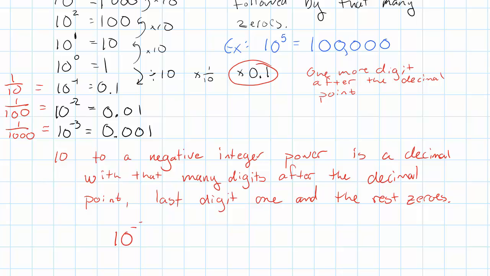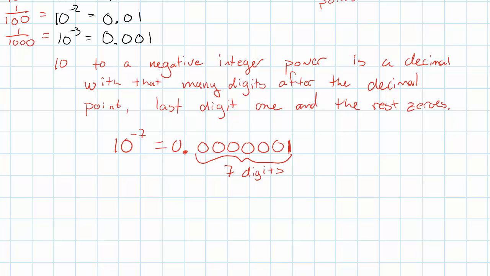So if we take 10 to the negative 7th, we'll want 7 digits after the decimal point, 6 zeros. 1, 2, 3, 4, 5, 6, and a 1. Right. So we have a total of 7 digits. Whereas if we took 10 to the 7th, right, 1, 2, 3, 4, 5, 6, 7, we would have 7 zeros.